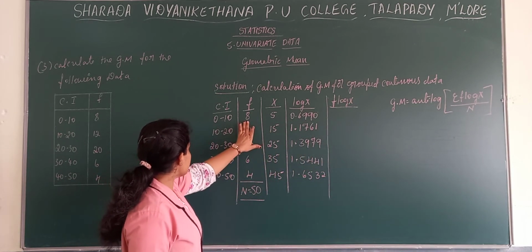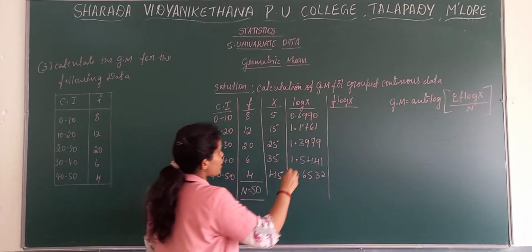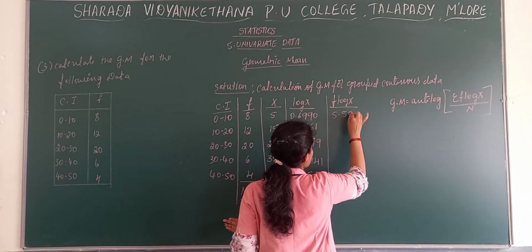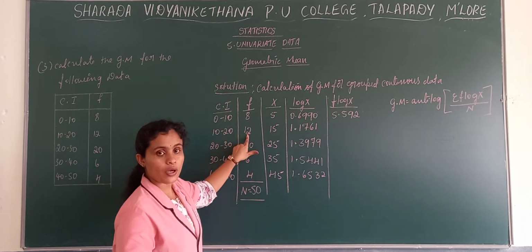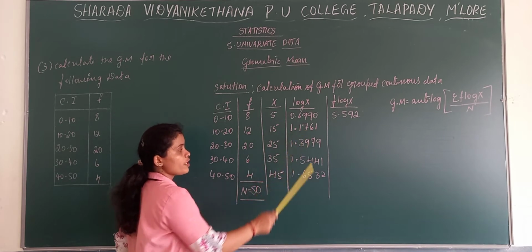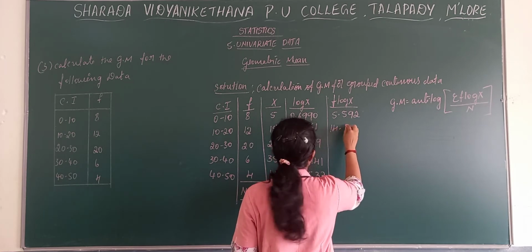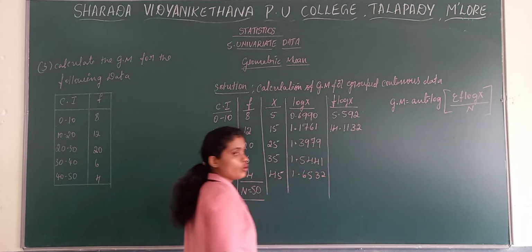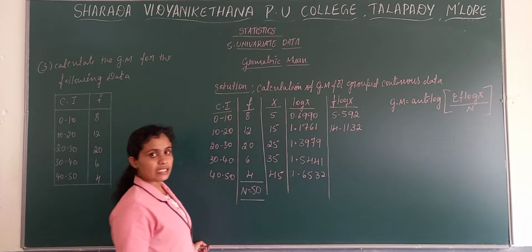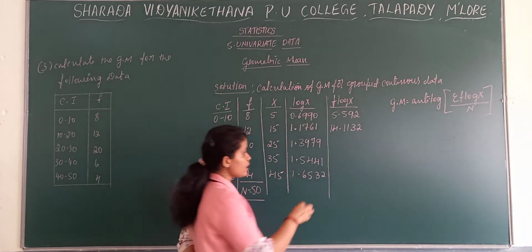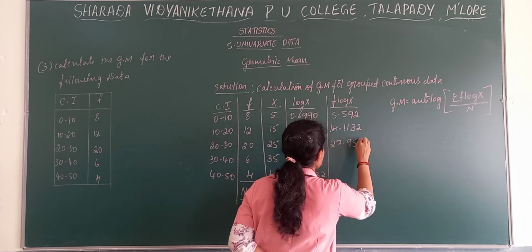Now the f value 8 into 0.6990. When you multiply, you get 5.592. Next, 12 into 1.1761. There you get 14.1132. Next one, 20 into 1.3979. There you get 27.958.